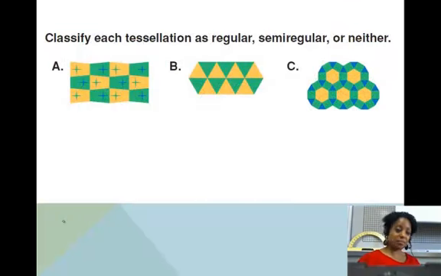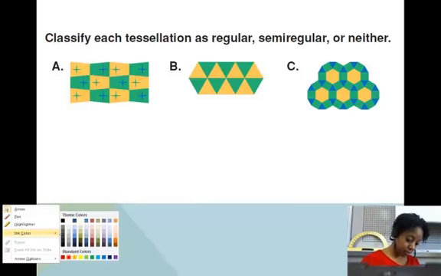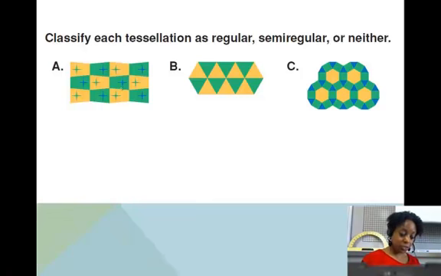All right, so let's classify these tessellations as regular, semi-regular, or neither. I'm looking at this first one here. I would say neither because that is not a regular shape. Here, if we're looking at this one, I would say this is a regular tessellation because those appear to be equilateral triangles. And here, because we have a square, we have a triangle, and it looks like we have a hexagon, I would say that this one is semi-regular.